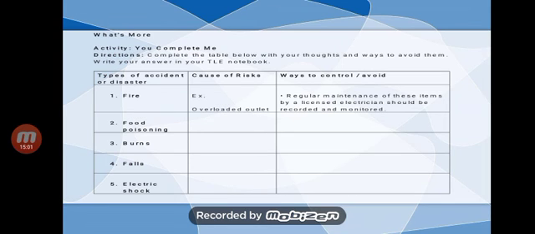What's more, activity: you complete me. Direction: complete the table below with your thoughts and ways to avoid them. Write your answers in your TLE notebook. The table has type of accident or disaster, such as fire with overloaded outlet, and food poisoning, the cause of risk, and ways to control or avoid it.